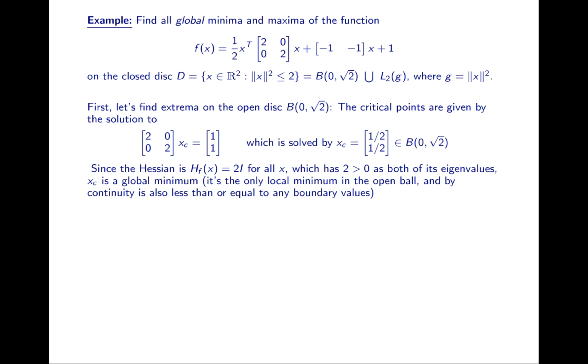Now, since the Hessian of f is 2 times the identity, which has 2, which is positive, as both of its eigenvalues, that means xc is a local minimum, but since I have a quadratic function, it's actually a global minimum. And it's the only local minimum in the open ball. It's the only global minimum. So by continuity, it must be less than or equal to any boundary value as well.